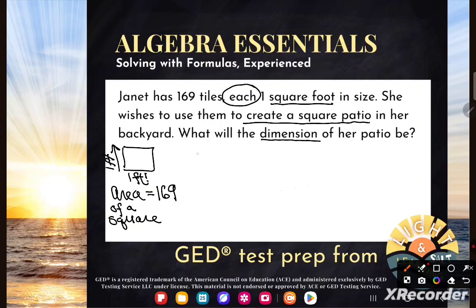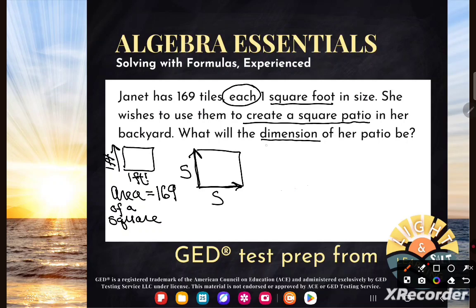Well, think about it. If her patio is a square, one way to think about a square is it's two-dimensional. It has a length and a width, that's for sure. A square is a type of rectangle. But another way to think about it is because the length and the width are the same measurement, we often just call that S, the side length. All right, so what are they really asking us to do here? They're asking us to find the side length given the area of a square.